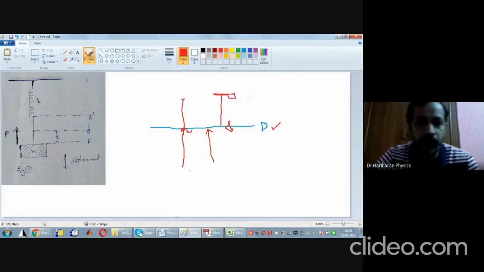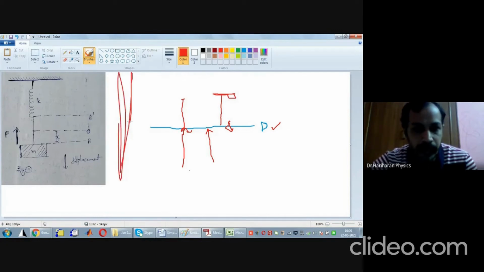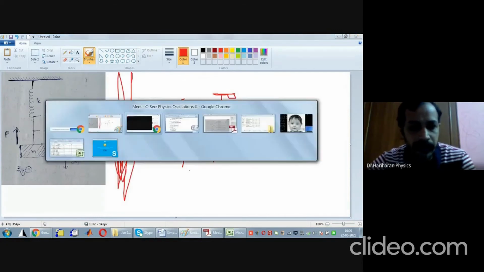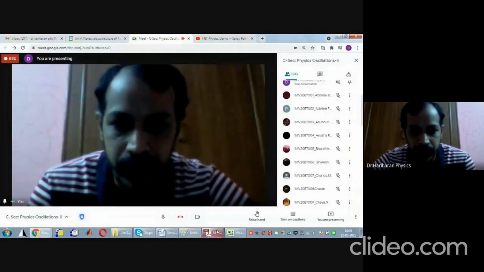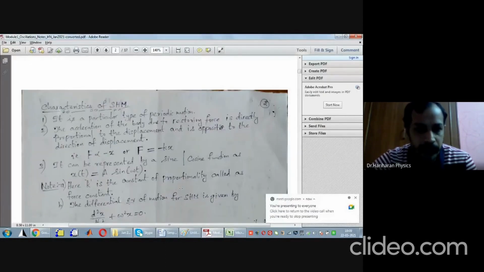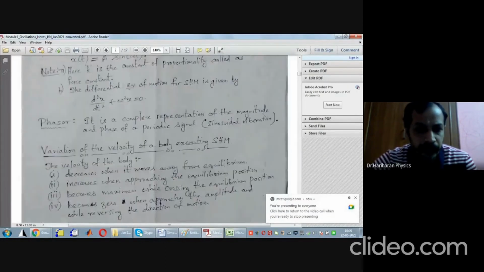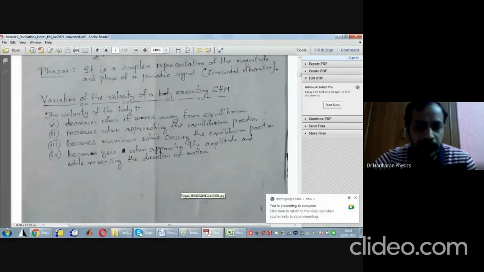Therefore, how does the velocity of an object vary with time if it is performing to and fro motion? To and fro motion means what? It is up and down motion, for the spring. Look here, I'll read out from my notes. Variation of velocity of a body executing simple harmonic motion. How does the velocity vary with time?